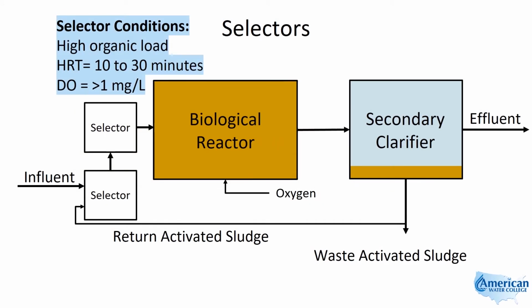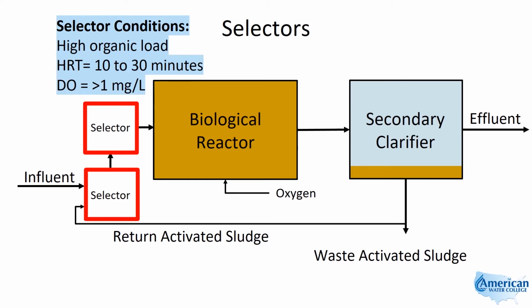By placing a selector or selectors prior to the biological reactor, the operator can create the conditions that favor one type of microorganism over another. Now, usually selectors are used to favor bacteria that will settle well in the secondary clarifier. And this bacteria group does not include filamentous bacteria, because filaments cause sludge bulking, which hinders sludge settling.